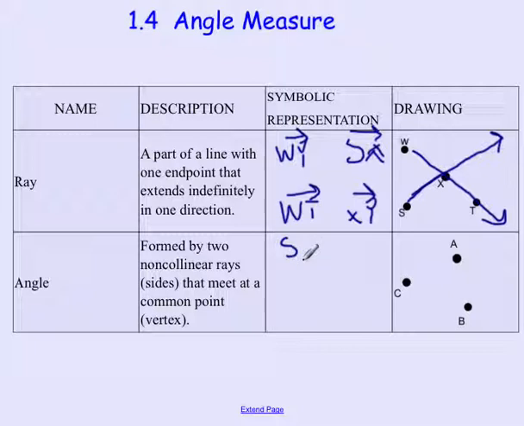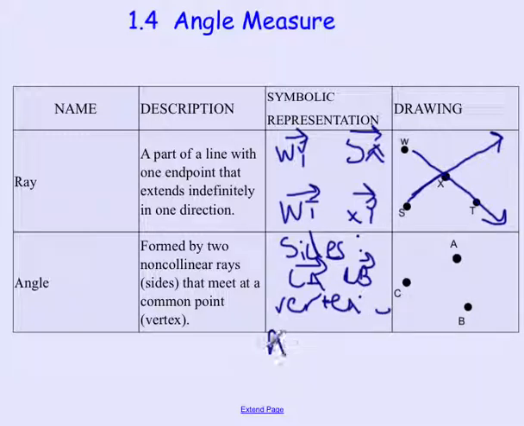For the sides, we're going to name the sides by rays. So we name those as CA or CB. We're going to name the vertex as a point, so we could just say C. And then the angle itself we need to name. Typically when we name an angle using letters, we have 3 letters. So if we're going to name this angle, I would call this angle ACB.